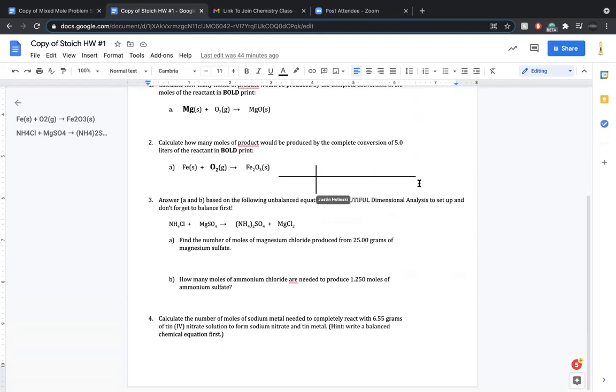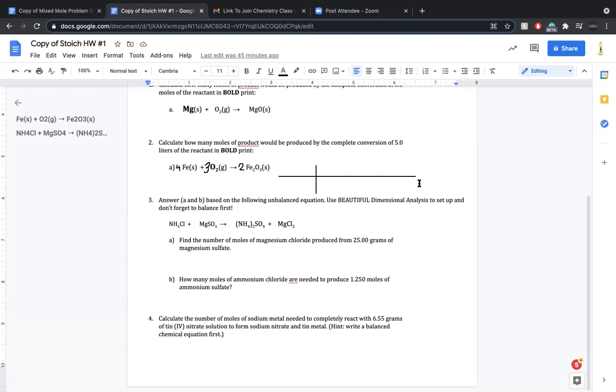So same thing, we're going to balance first. So we have 3 oxygens on the right, 2 on the left. We're going to want to make them both have 6 because that would be the LCM of 2 and 3. So we have 6 oxygens on both sides. We have 4 irons on the right. So we're going to put a 4 in front of the iron on the left. So now everything is perfectly balanced. So now what we need to do is do the conversion factor part.